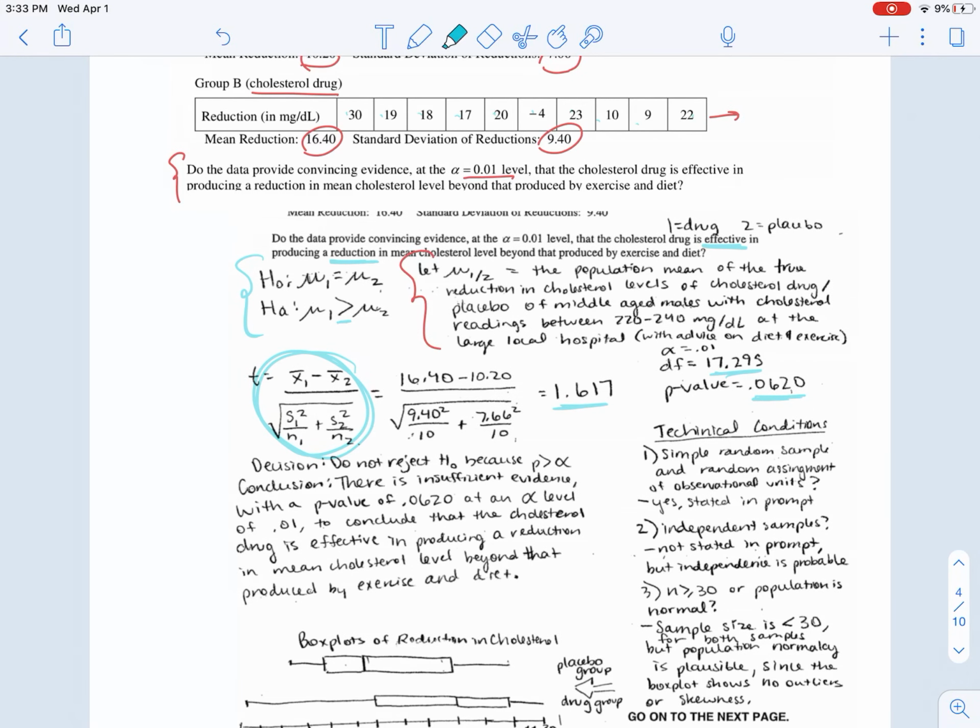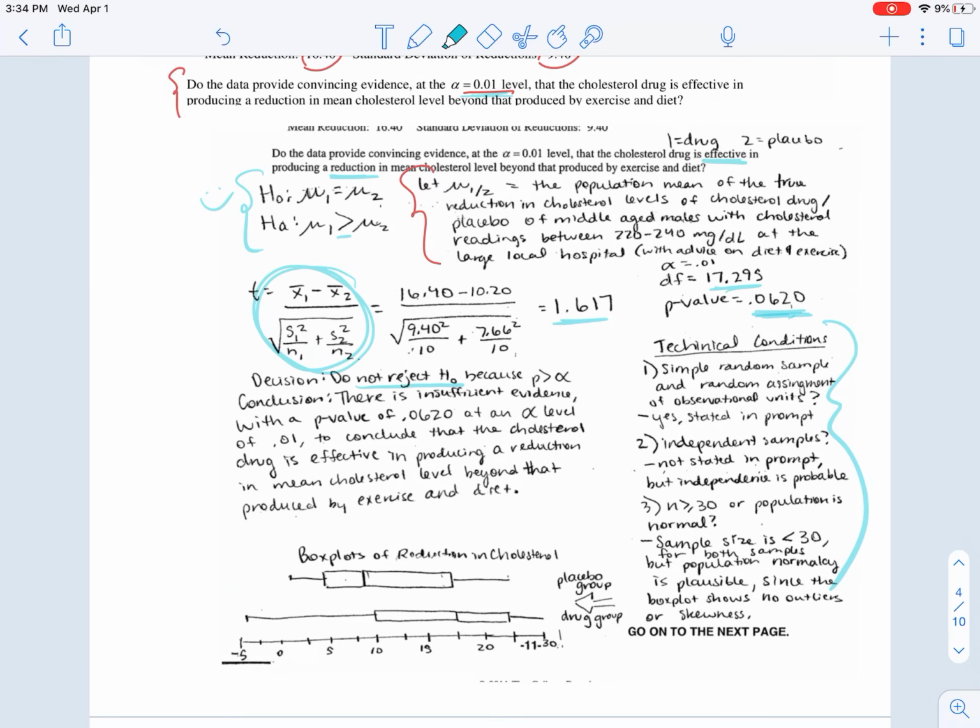Real quick, just because we need more practice with this stuff, p-value is 6%. There's a 6% chance of getting a sample this extreme. That is not a low p-value. That is not significant at the 1% level. That is why they failed to reject the null hypothesis. There is insufficient evidence with a p-value of 0.062 at the alpha level of 1% to conclude that the cholesterol drug is effective at reduction.